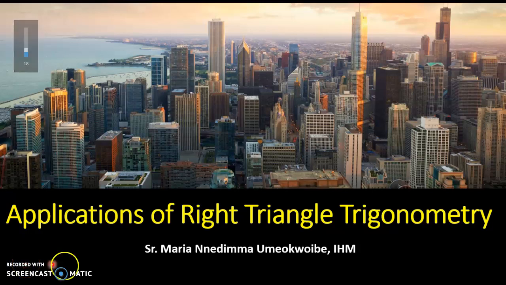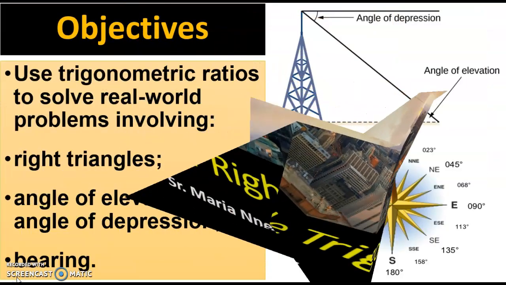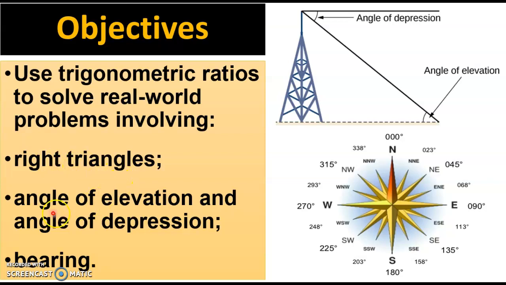In this video, we will solve real-life application problems involving right trigonometry. We'll solve problems involving right triangles, angle of elevation and depression, and bearing. So again, angle of elevation has to start from horizontal line and go up, elevate, go up, line of sight. Angle of depression has to start from a horizontal line also, but goes down.